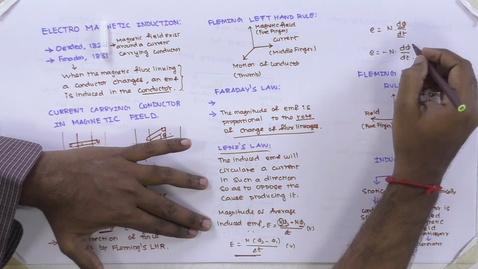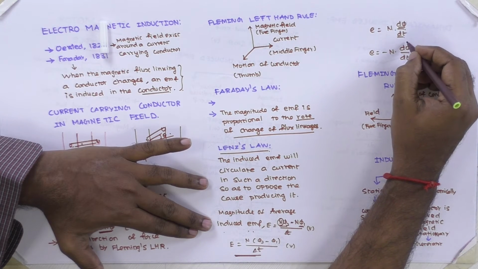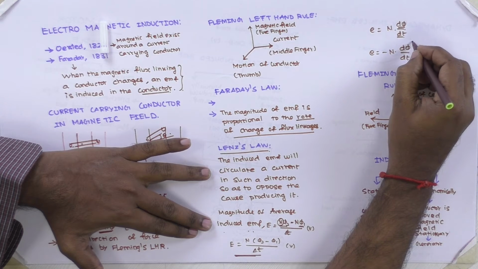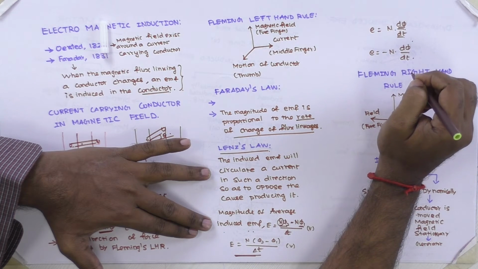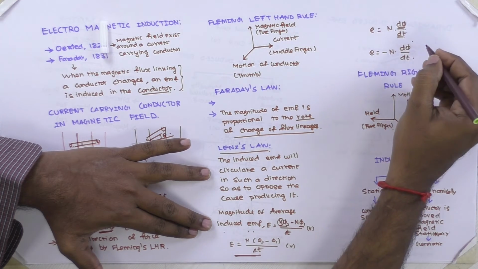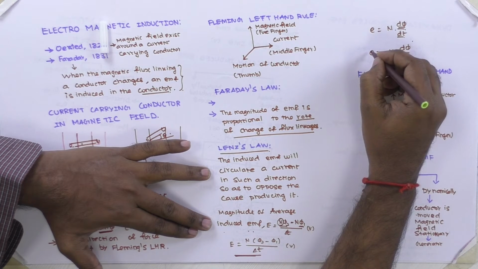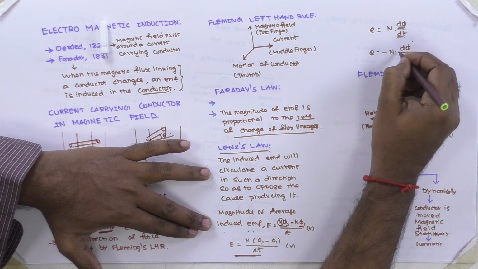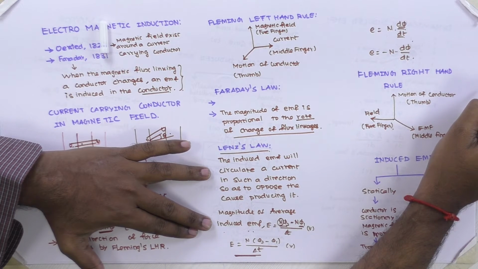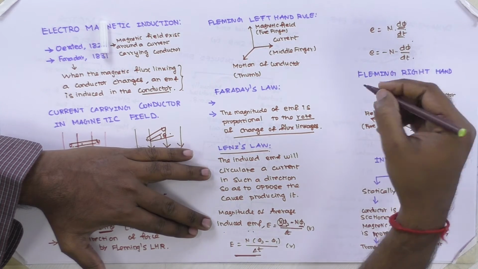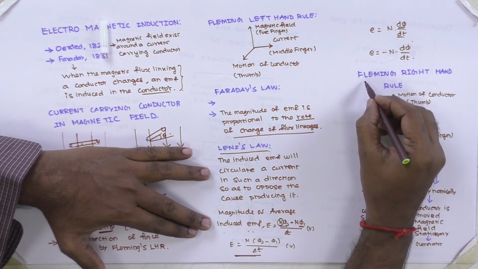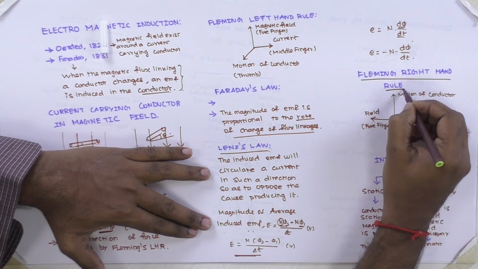Now we incorporate Lenz's law. As per Lenz's law, the induced EMF is always opposite to the direction of the supply voltage. So the induced EMF V is equal to minus N into d phi by dt. The direction of the induced EMF is found by the Fleming right hand rule.